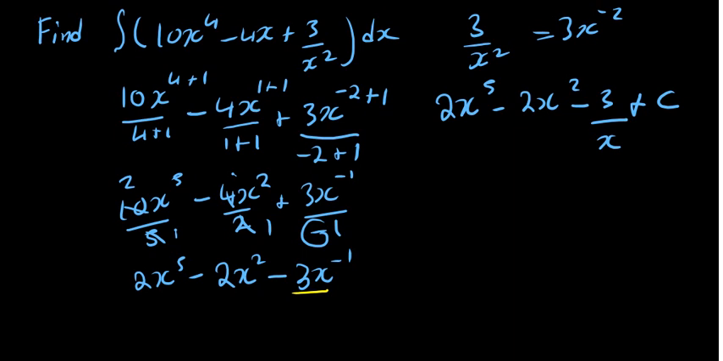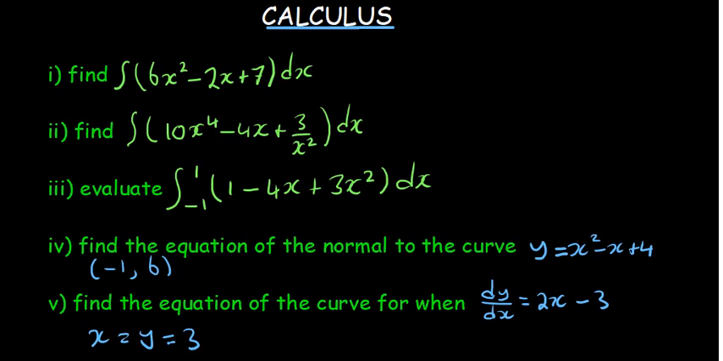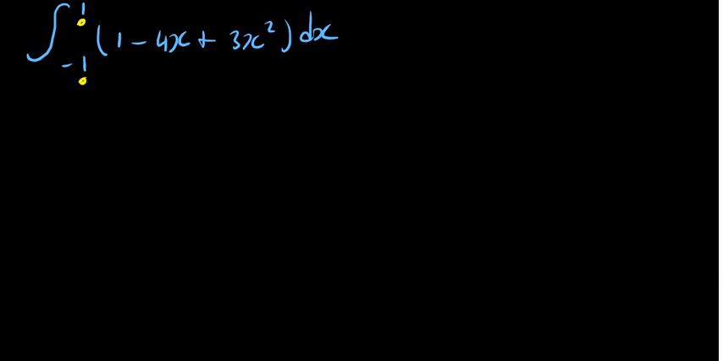Okay, so we go to the next question. It is asking us to evaluate. All right, so the question asking us to evaluate is the integral from minus 1 to 1 of (1 minus 4x plus 3x^2) dx. So for this one, we are basically subtracting the smaller number from the bigger number, and our smaller number in this case is minus 1, our bigger number is 1. So do we just input directly or not?